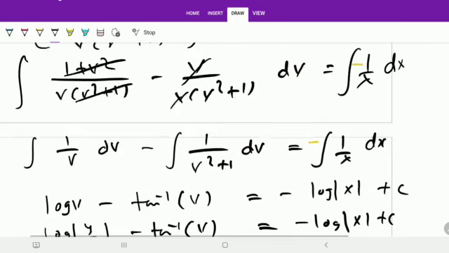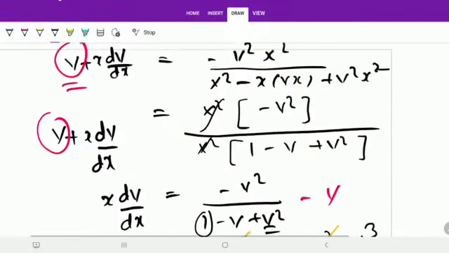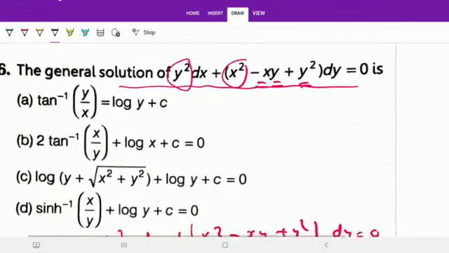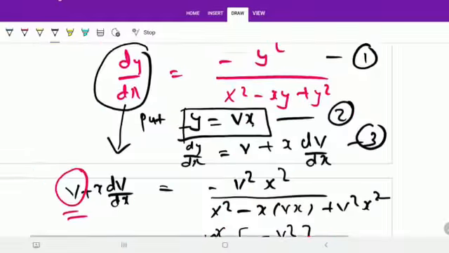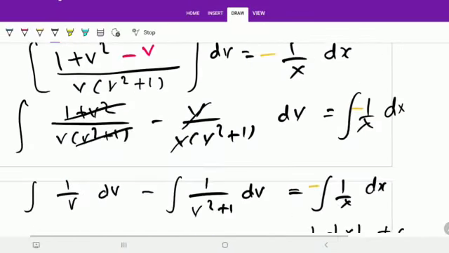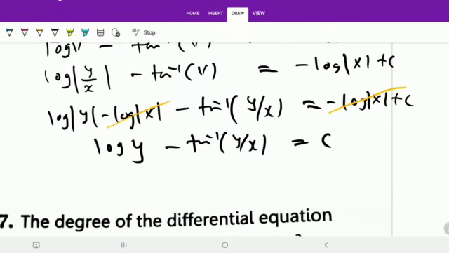Let's check whether this matches to our options or not. So we have to read our options very carefully. So we have tan inverse of y by x equal to log y plus c. This can match to our option, right? So we have tan inverse of y by x. Oh, but we have minus. So what I'll do is I'll just change the sign everywhere. So this will be minus log y, and this will be c dash.